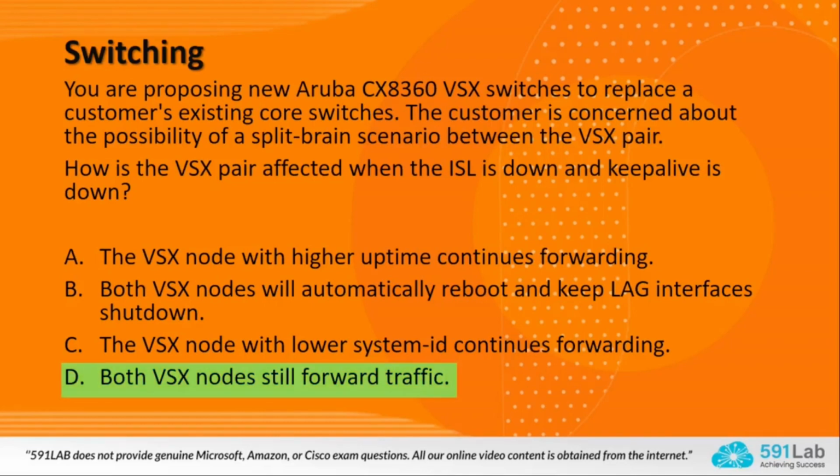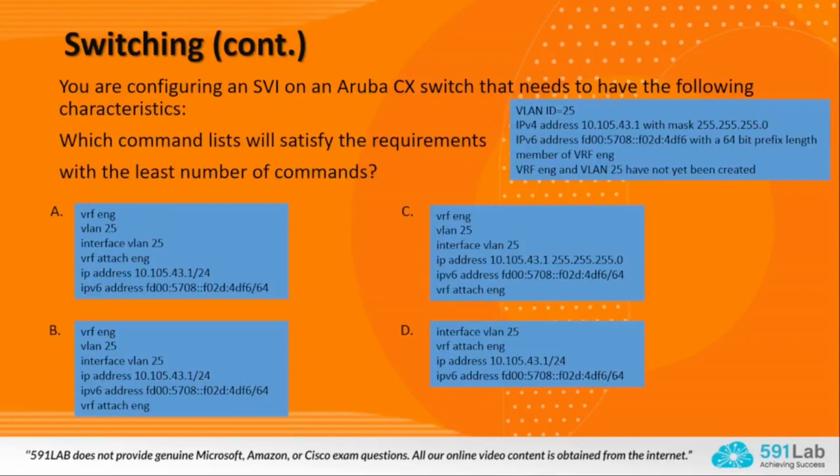Let's look at the next question under switching. You are configuring an SVI on an Aruba CX switch that needs to have the following characteristics. The characteristics are given like this: VLAN ID equals 25, IPv4 address 10.105.43.1 with mask 255.255.255.0. Then an IPv6 address is given with a 64-bit prefix length.